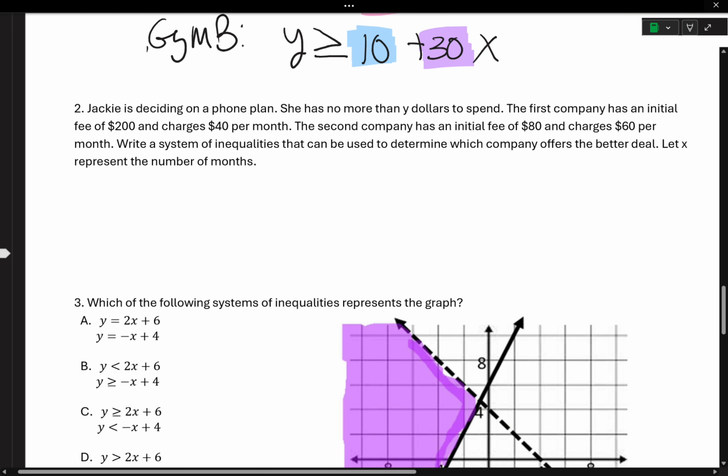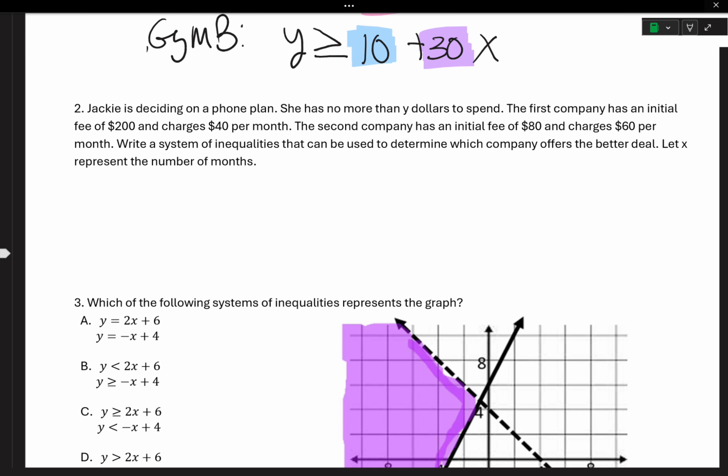Jackie is deciding on a phone plan. She has no more than Y dollars to spend. Here's that thing again, no more than. That means any money she spends has to be exactly the amount of money she has, or less than that.